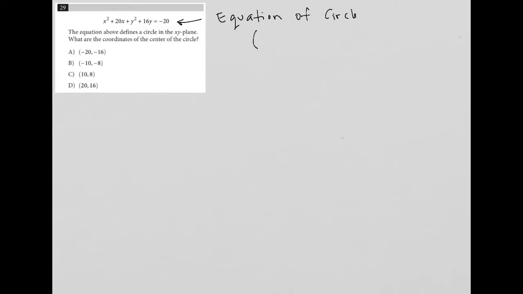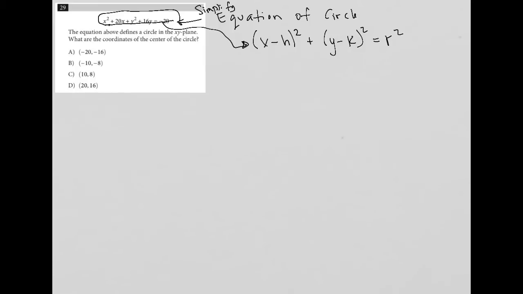Equation of circle, that is (x minus h) squared plus (y minus k) squared equals r squared. So obviously, the format of this equation versus what we know the circle equation to be is not the same. So there's going to be some simplification here. So I'll just say simplify is a strategy we're going to need to use. So let's continue to read the question.